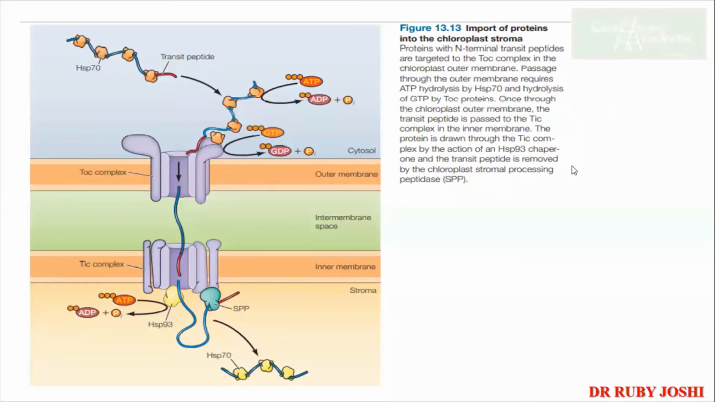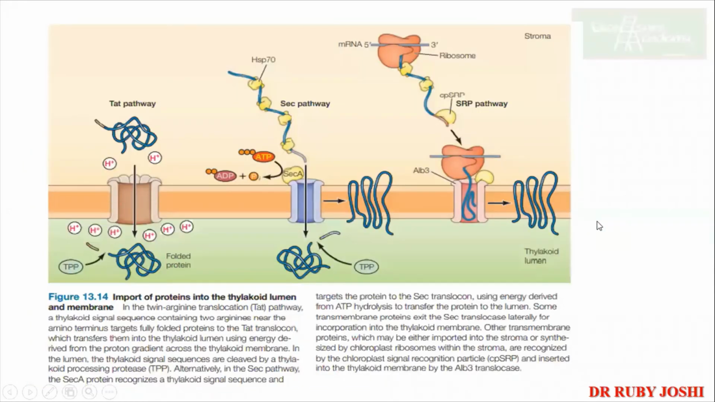Okay, so now next. Import of proteins into the thylakoid lumen and the membrane. Here we see that we have got three different ways by which proteins can be imported to the thylakoid lumen as well as the membrane. Out of all these three pathways, the TAT pathway is important with respect to the exam. Many a time they have already asked about the TAT pathway.